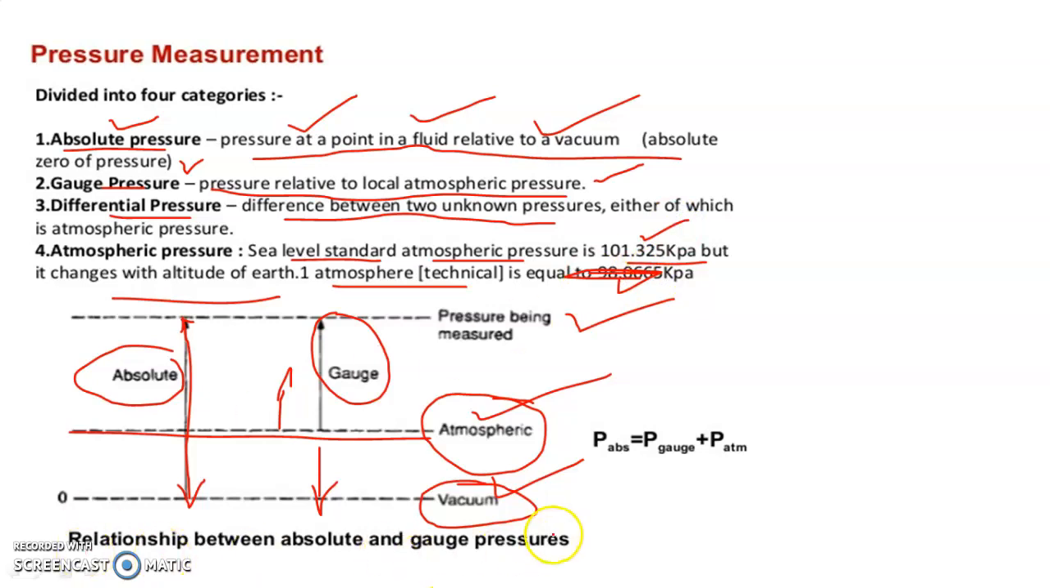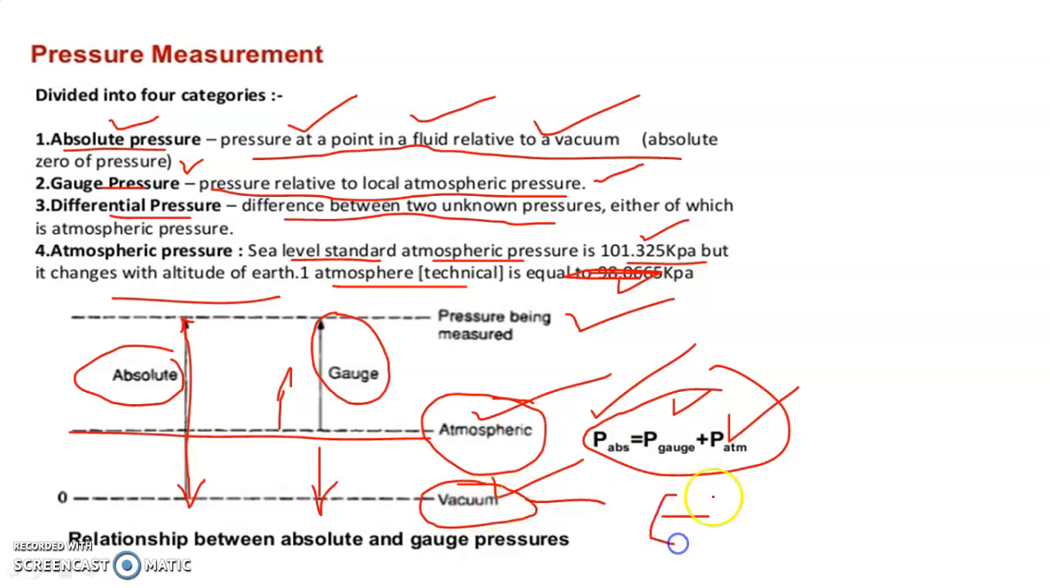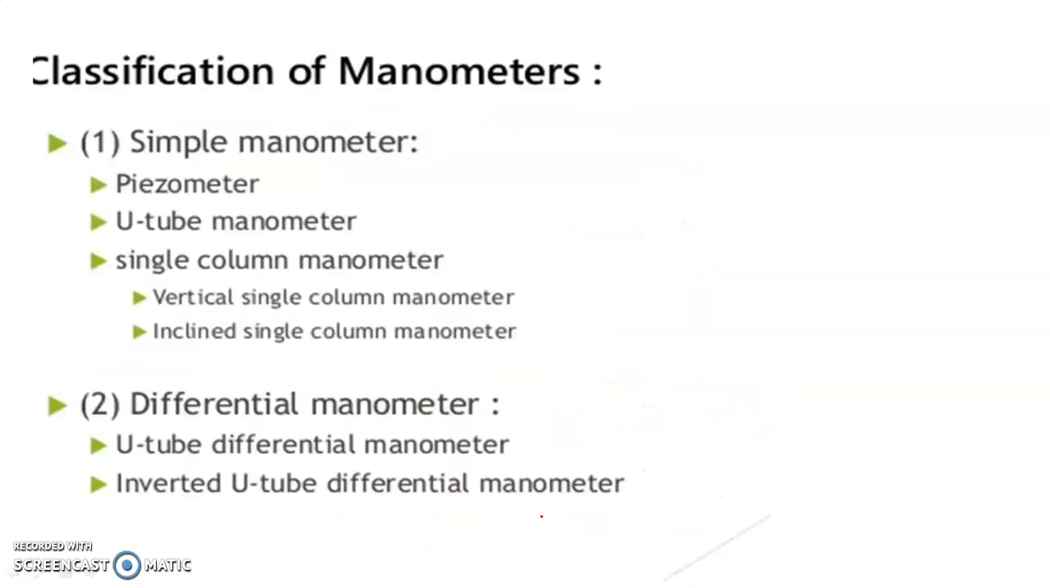Clear? The relation between the different types of pressure is this formula: absolute pressure is equal to gauge pressure plus atmospheric pressure. Absolute pressure is the total pressure measured with reference to zero. Sometimes vacuum pressure is called negative pressure, and gauge pressure is called positive pressure.